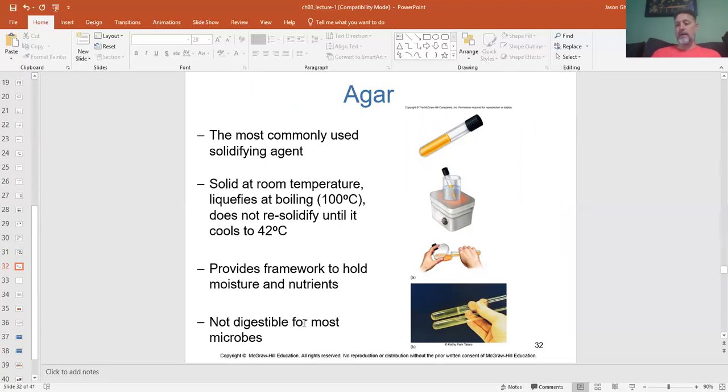The agar itself, most organisms do not digest that particular protein that's in the agar, or that solidifying agent. So the organisms will just grow using the nutrients that you provide in your media.